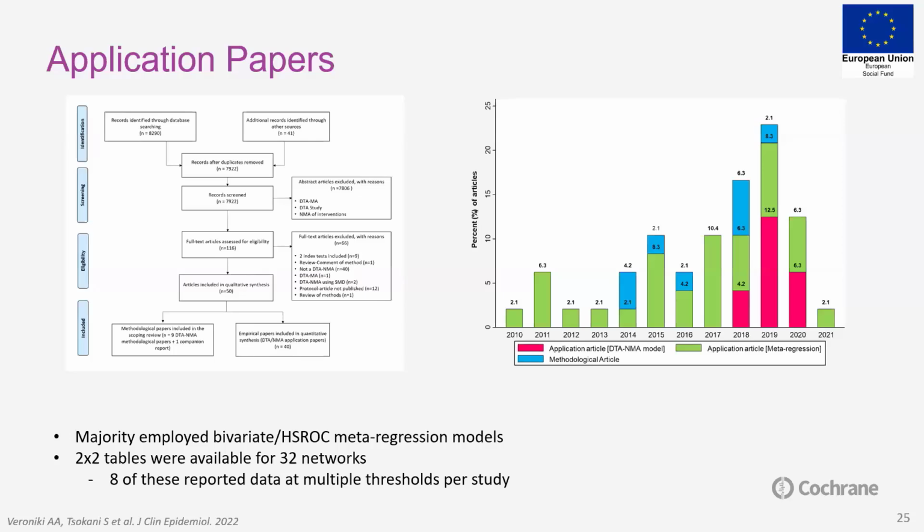We then searched for the raw data of these publications, and the 2x2 tables of the tests against the corresponding reference standard were available for 32 of the networks. And out of the 32, on 8 networks, we had available data at multiple thresholds per study.